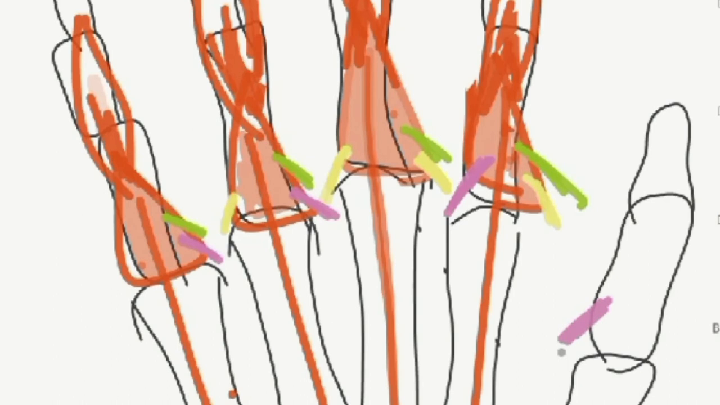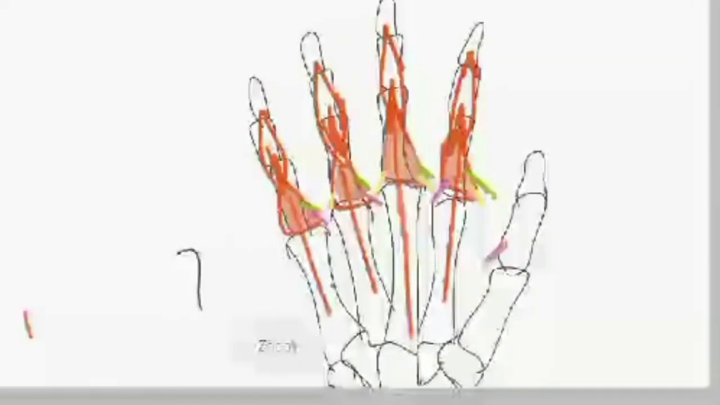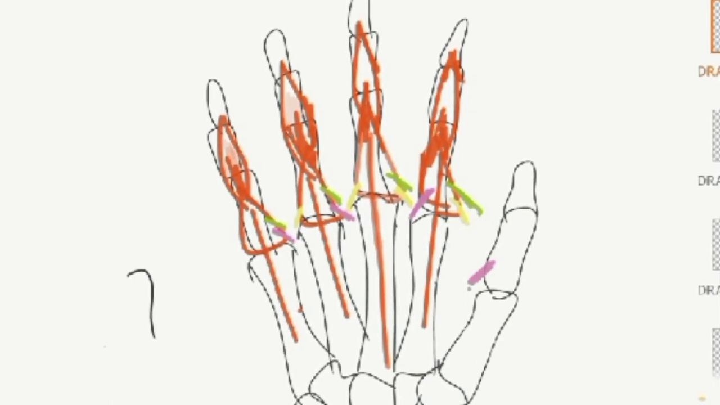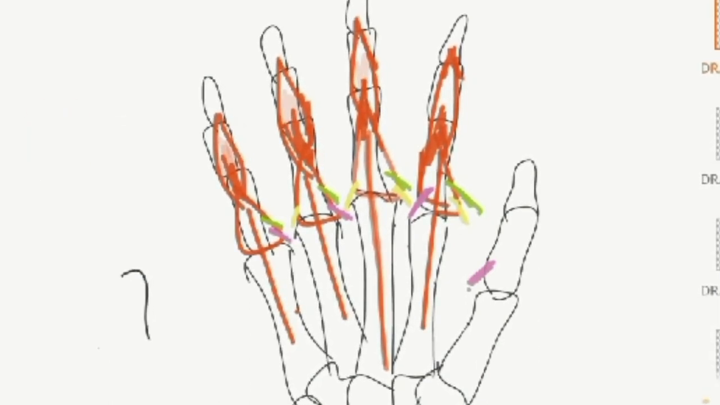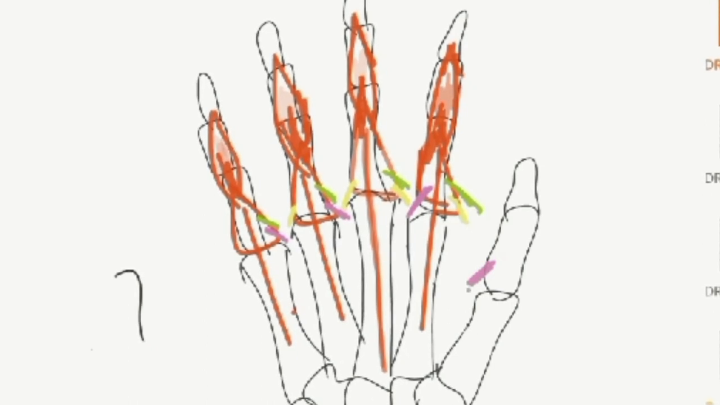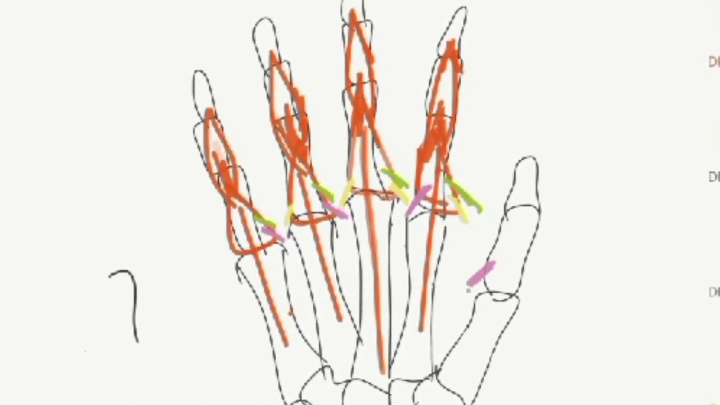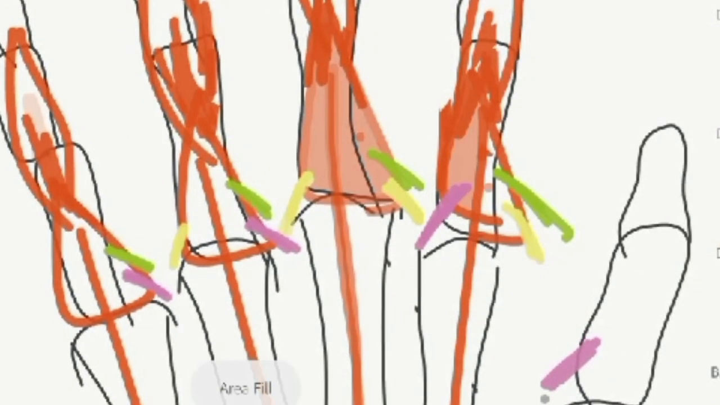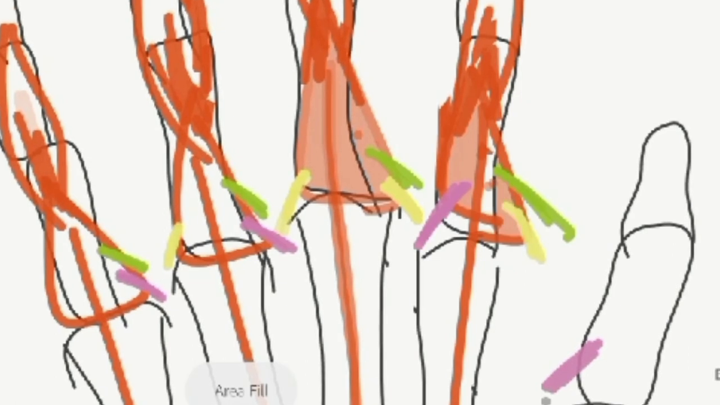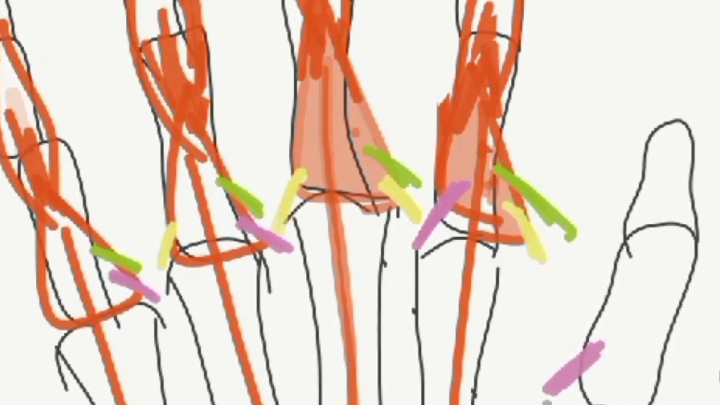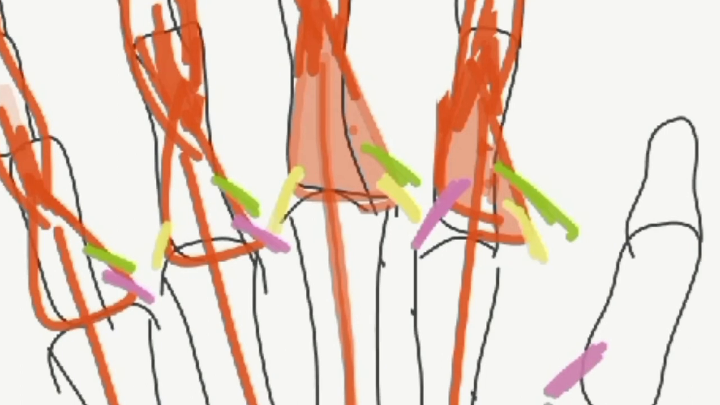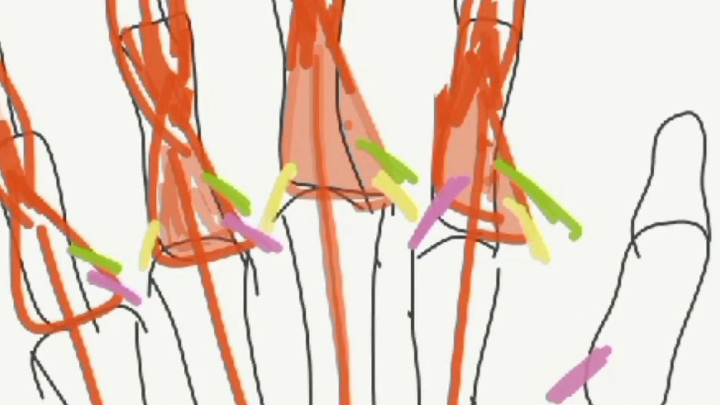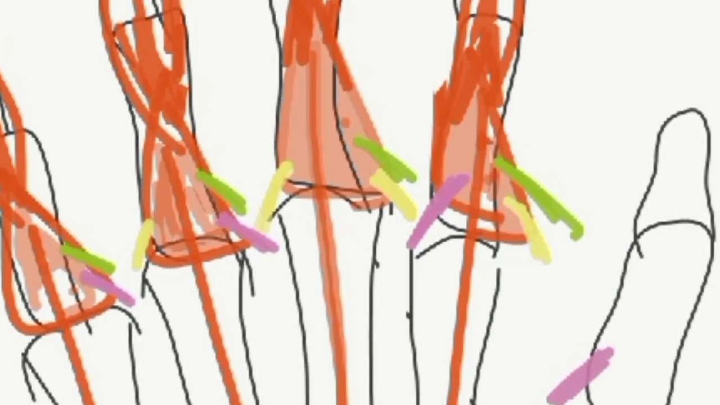Then the dorsal digital expansion of the ring finger on the radial side receives the insertion of the third lumbrical and third palmar interossei muscle, and on the ulnar side it receives the insertion of the fourth dorsal interossei muscle. And the dorsal digital expansion of the little finger on the radial side receives the insertion of the fourth lumbrical and fourth palmar interossei muscle.